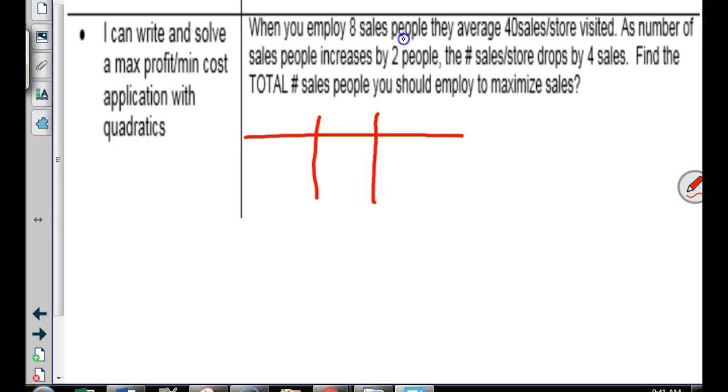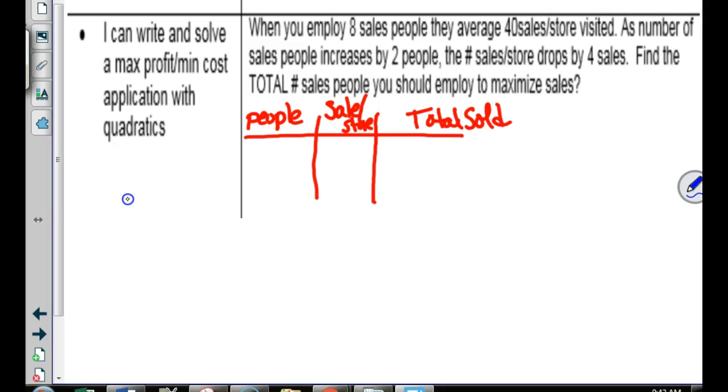It says when you employ 8 salespeople, they average 40 sales per store visited. So this would be people employed, and it would probably be listed nicely as people employed. I don't have room. And this is sales per store, and it might say something like average sales per store visited on the quiz. And over here we have total sold. Okay. So if that was up there, could that help you start?